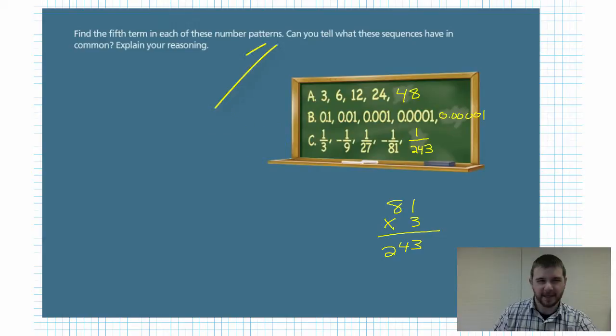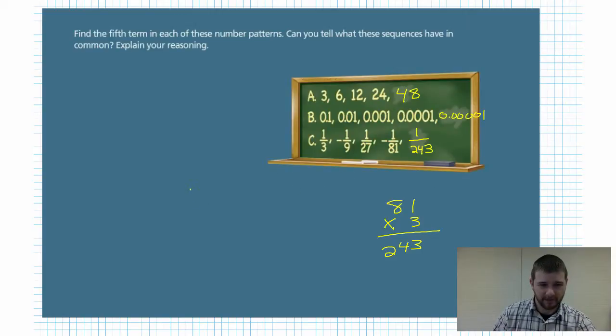So now the question asks, can you tell what these sequences have in common? Well, as I've pointed out, in at least sequences A and B, we can think of this as multiplying each term times some constant value in order to get the next term. The same is true for C, even though I didn't describe it that way.